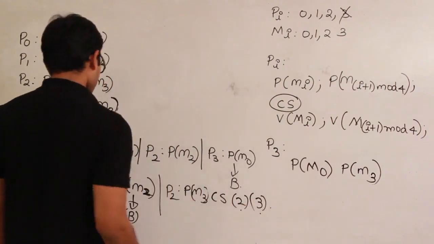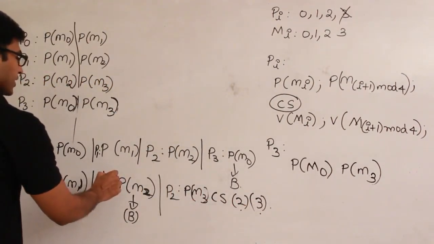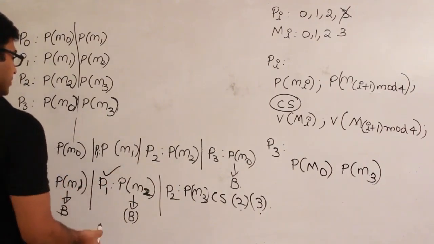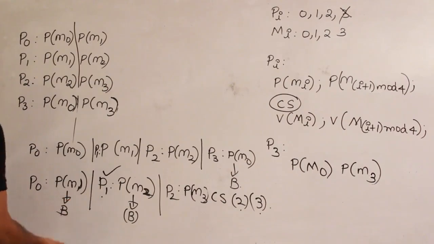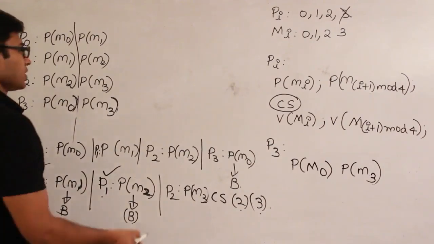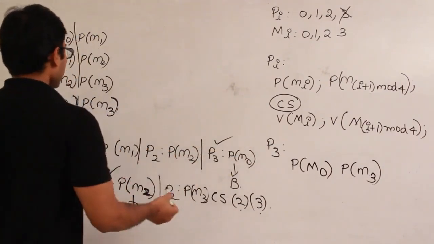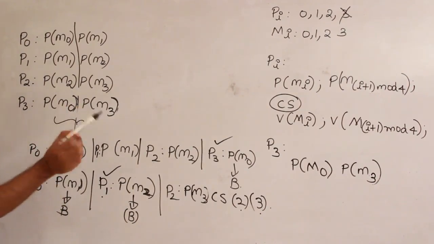So 2 and 3 are now available, therefore P1 will get unblocked, and it can enter the critical section. Once P1 gets unblocked, it can release 1 and 2, so therefore P0 will get unblocked. Once P0 gets unblocked, it will release 0 and 1. Therefore P3 can get unblocked. So just by changing the sequence of the last one, we are able to break the deadlock, right?